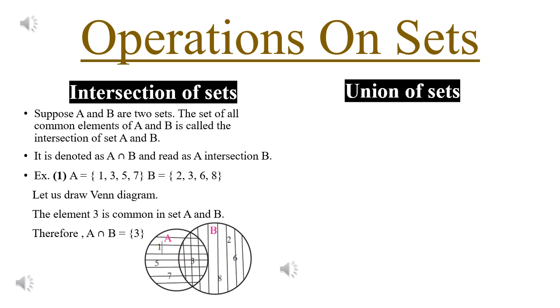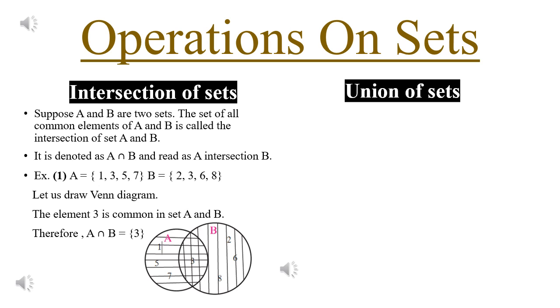So let us see the example. Set A has elements 1, 3, 5, 7 and set B has elements 2, 3, 6, 8. Now compare both these sets and see which elements are common in both. Yes, there is only one element, that is 3, which is common in both, and that will be my answer for intersection of set A and B. So basically intersection of two sets is nothing but you write down the common elements, the elements which are present in both of them. Okay, so this is how you write down the intersection of the set.